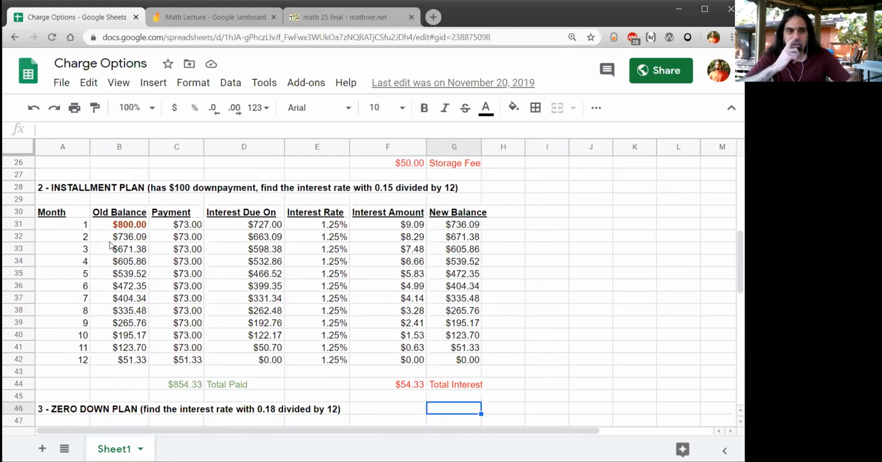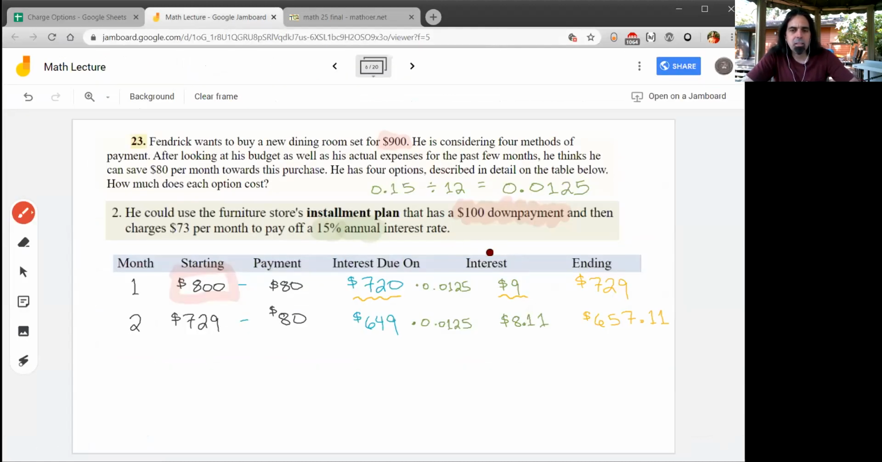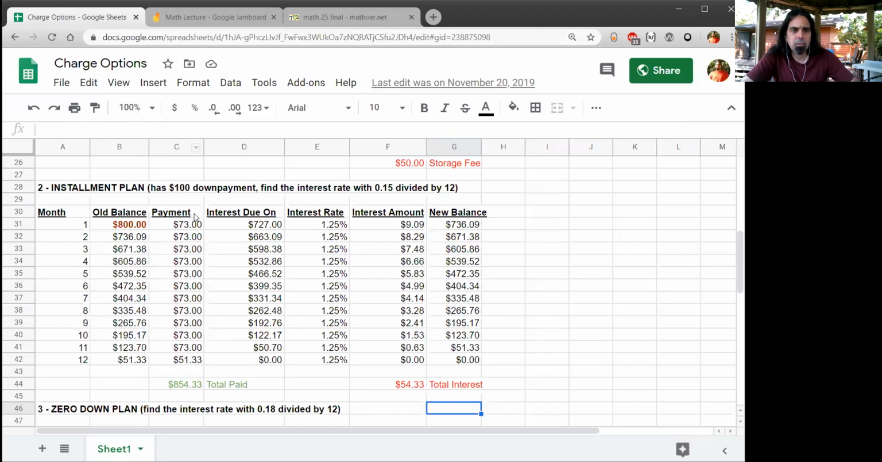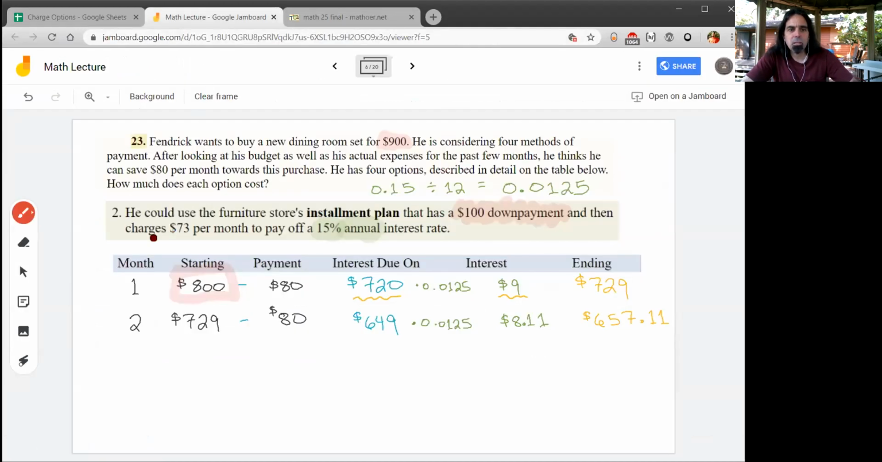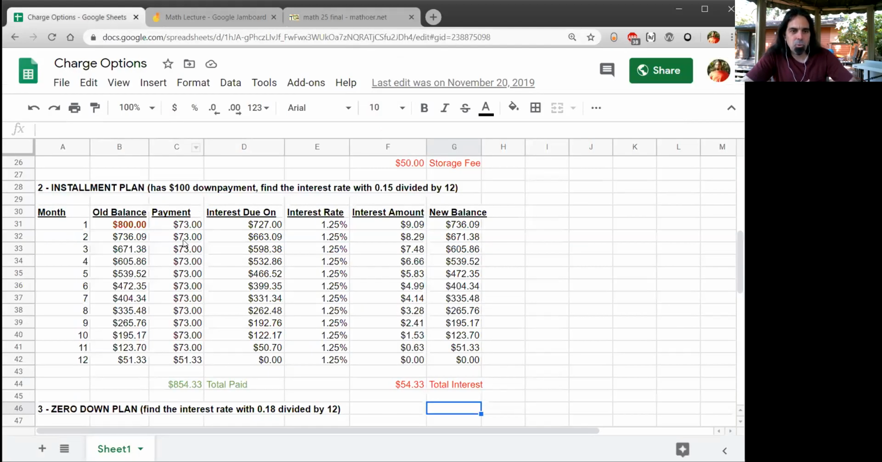Here is the installment plan if we actually watch all the numbers. We started with only 800 and he wound up eventually paying $54.33 of interest. If these numbers don't match ours exactly, then, oops, it's because I made a mistake. I'm sorry, I was brain dead. He's supposed to pay 73 a month. We had him paying 80 a month. Oops. So trust these numbers more if we actually did it.